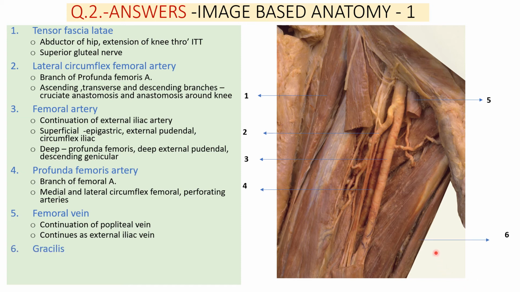Coming to the sixth one, it's a muscle, and it's the slender muscle known as the gracilis, and it is the adductor of thigh, and it also causes flexion and medial rotation of the leg, and it is supplied by the anterior division of obturator nerve. So the obturator nerve is the nerve of the adductor compartment of thigh. So hope you have understood about these 6 structures.